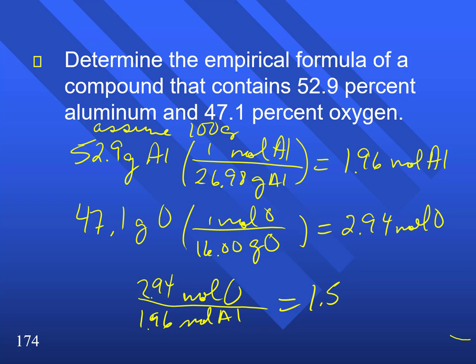So is it 1 or is it 2? Neither. It's supposed to be a whole number ratio. What would this be as an improper fraction? 3/2. It's because it's 1.5, which is 3 halves, right? So that's 3 O's for 2 Als. So that means the formula is going to be Al2O3.